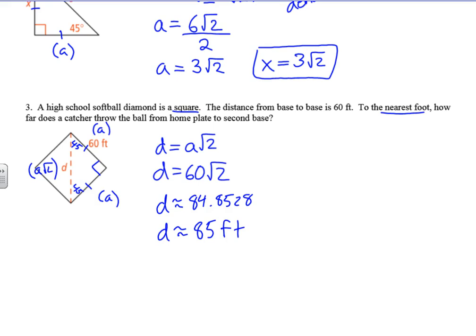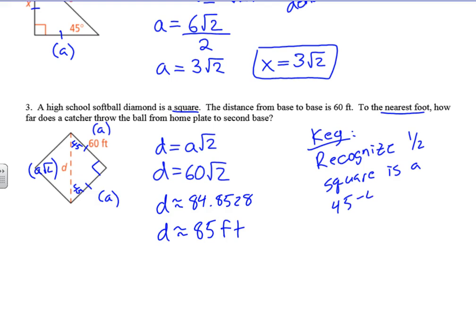Okay, so again, the key here is we have to recognize that half a square is a 45, 45, 90. Okay, and that's a common one that shows up where this special right triangle comes in.